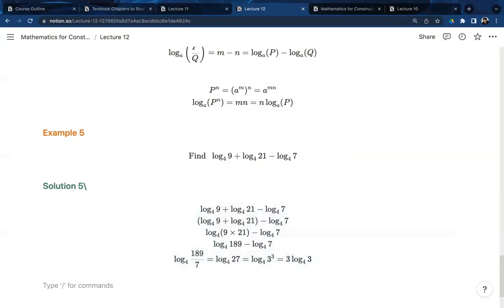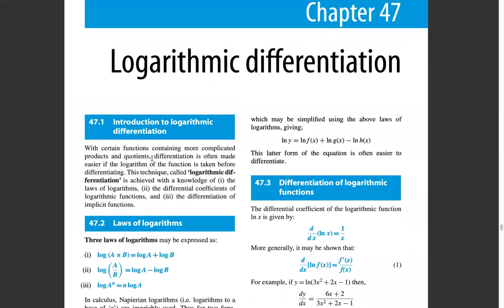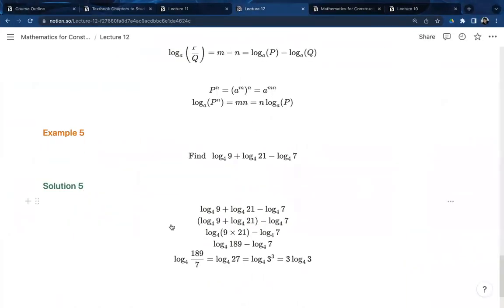Hope this made sense, how to use the rules. And the rules are documented here. When you do logarithmic differentiation, these are the 3 rules. Log of A times B is log A plus log B. If you're subtracting logarithms, you have to divide. And if you have log A to some power n, you put the n in front of the log A. Those are the 3 rules I was talking about.